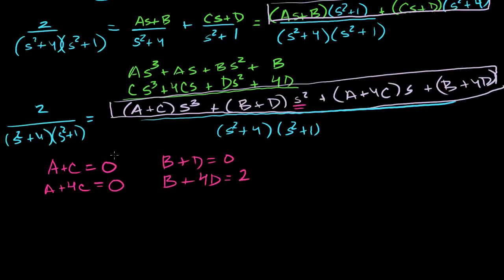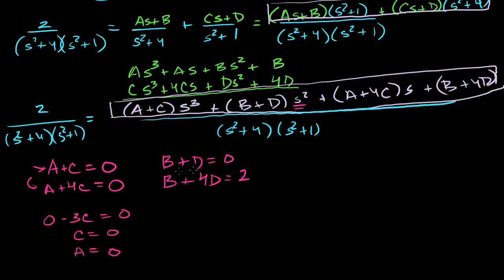So let's see if we can do any. This seems like these linear equations are pretty easy to solve for. Let's subtract this from this. Or let me subtract the bottom one from the top one. So a minus a, that's 0a, and then c minus 4c, minus 3c, is equal to 0. And so you get c is equal to 0. If c is equal to 0, a plus c is equal to 0, so a must be equal to 0.